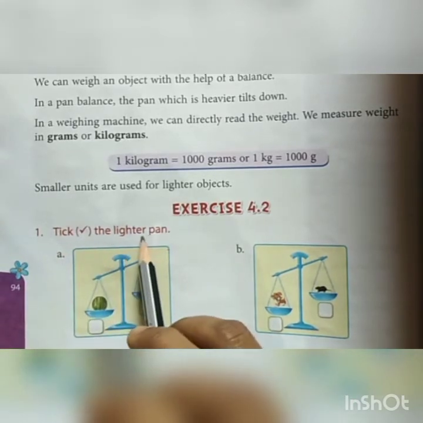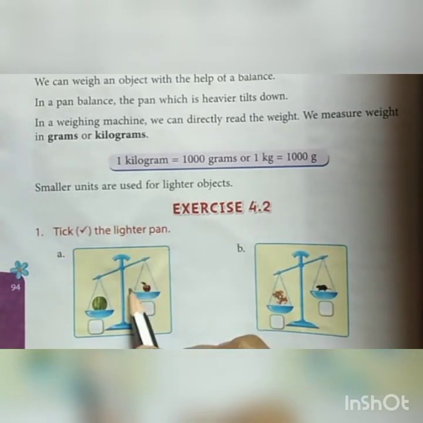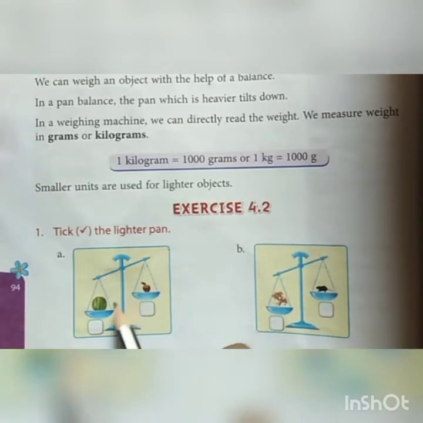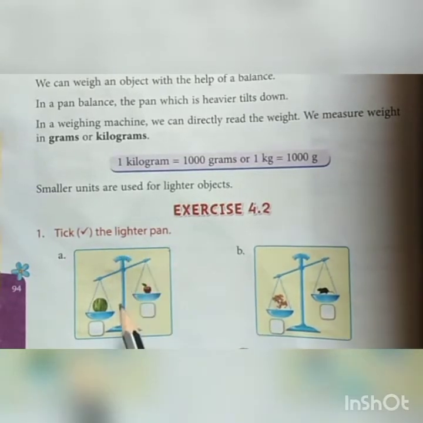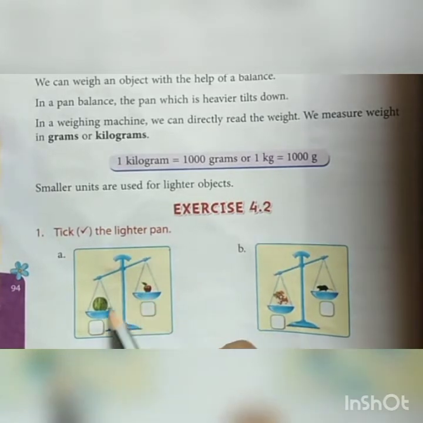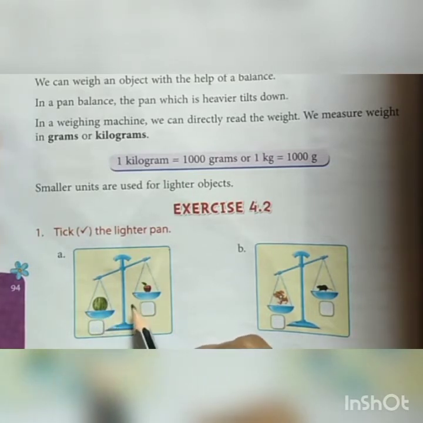Take the lighter pan. Here you can see a pan balance and in each pan 2 objects are placed. Here we should take the lighter pan. We should take the pan which has lighter object. So children, remember that in a pan balance, the pan which is heavier tilts down. I repeat, in a pan balance, the pan which is heavier tilts down.